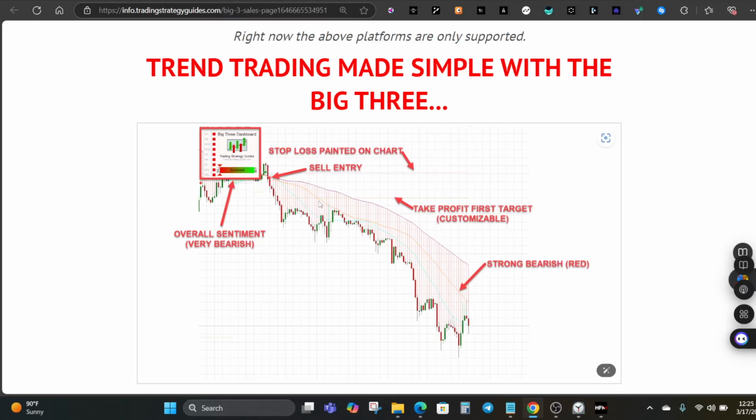Set your stop loss at the area where the indicator suggests, if you are comfortable with that area, and then set your take profit at the area that the indicator also suggests, if you are comfortable with that level as well. So it's pretty straightforward.